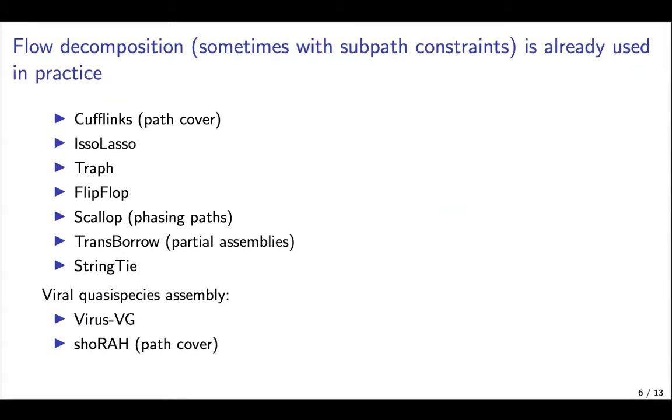And in fact, some transcript assemblers are already doing this. Here's a list of some RNA assembly tools that use flow decomposition variations as part of their pipeline. And the two in the middle, Scallop and Transborrow, both use the notion of subpath constraint already.